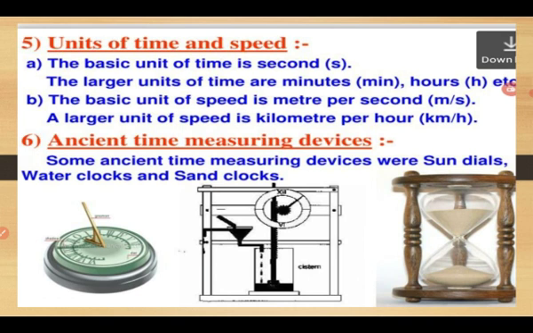Now, the units of time and speed. The basic unit of time is the second. The larger units of time are minutes, hours, etc. The basic unit of speed is meter per second. A larger unit of speed is kilometer per hour.